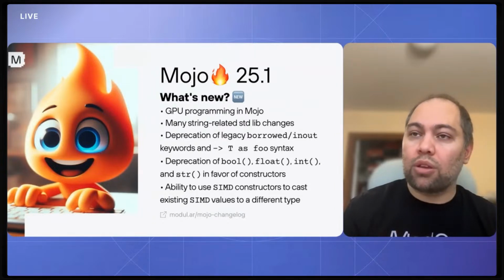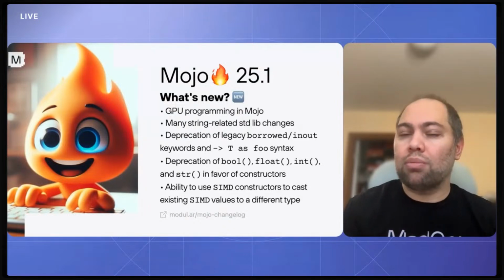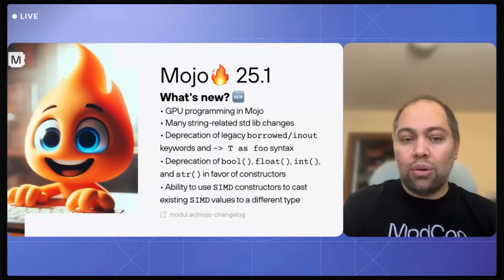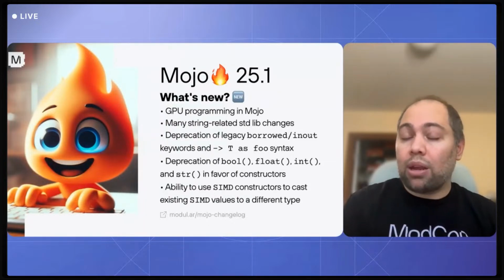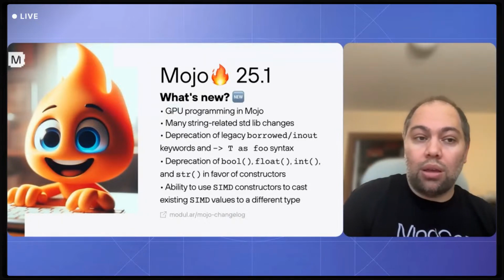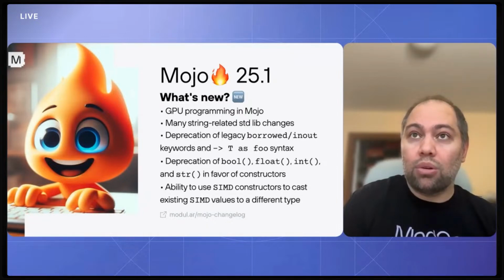We've also added SIMD constructions so that you can cast from one SIMD type to another in a very efficient manner. Now, there's a lot of features in Mojo 25.1. I'm going to highlight a few, but I recommend folks go to the changelog and read through the pages of changes that were added to Mojo 25.1.